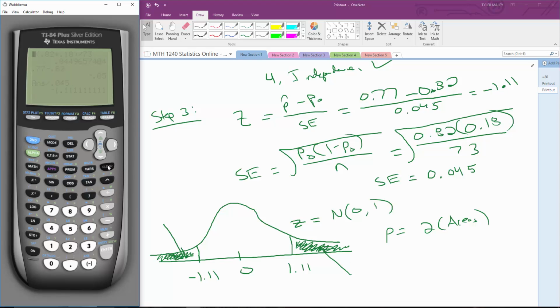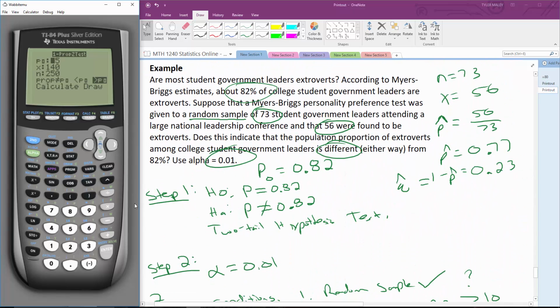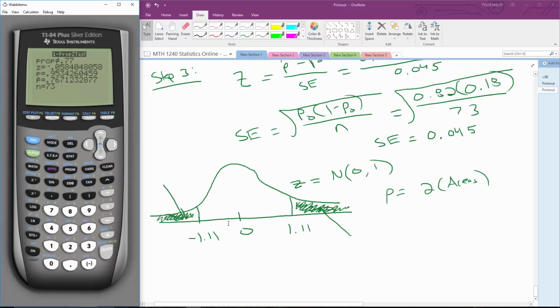So we just go into the stat menu, go over to test, and then go to 1 proportion z test, and we need to type this in. So p naught was 0.77, right? 0.77. My x was 56. N was 73. And we're doing this first one, not equal to, so I can go down to calculate, and we get a p-value. So I'm getting a p-value of 0.95.